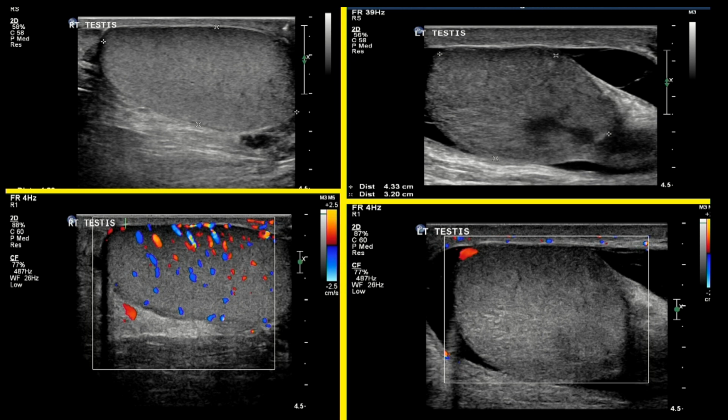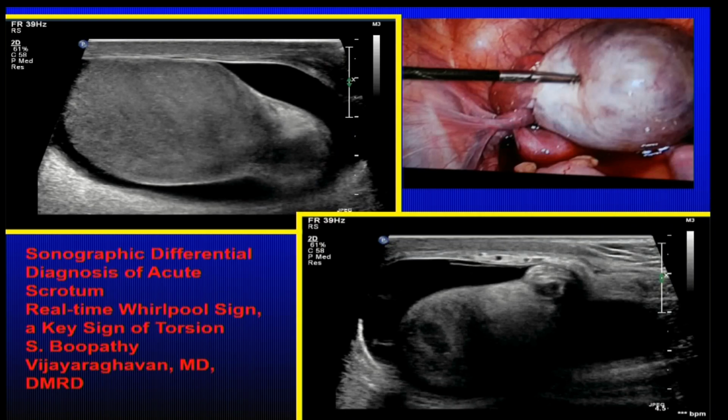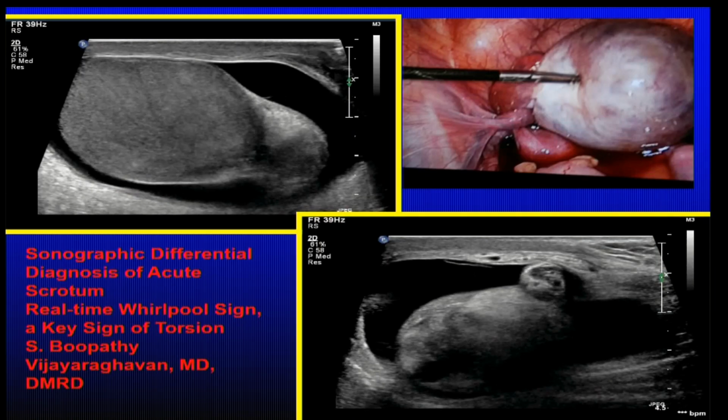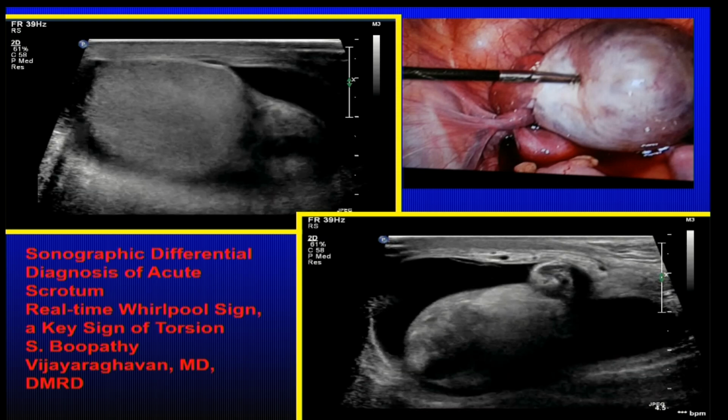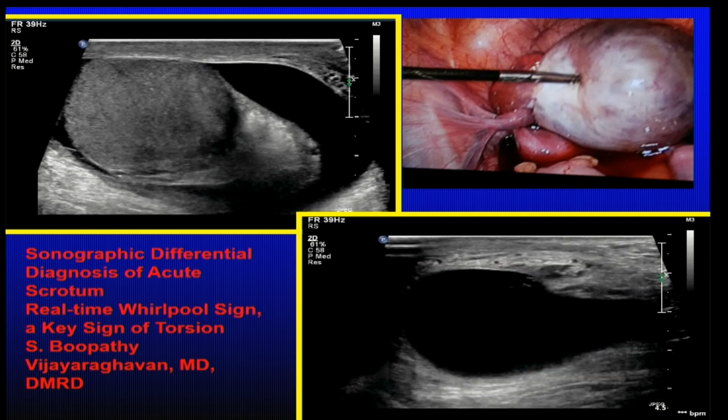This is just a nice case to show you how our ultrasound pictures and surgery, when the surgeons open, can be so good that what we are seeing on ultrasound, the surgeons see intraop. So again, another case of torsion of the testes. But see how beautifully the surgeon undid that twist, what is seen here on laparoscopy.